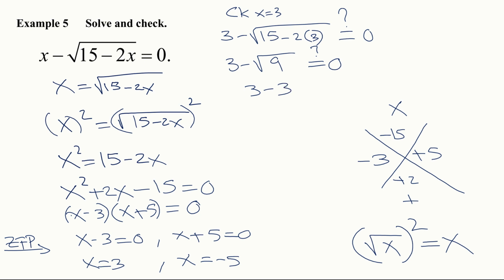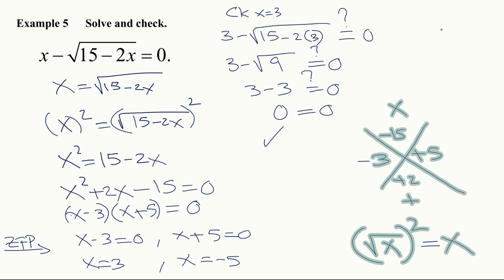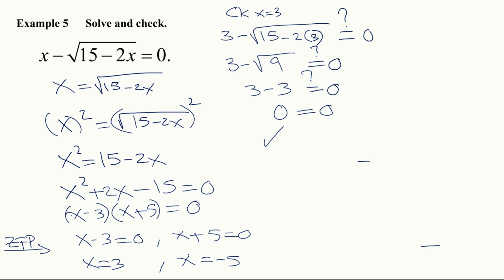Now that's 3 minus 3. I want to know if that's 0. Finally, I reached my identity. 0 equals 0. At this point, I can drop the question mark because I'm no longer checking it. I have now verified it. Okay, so that means x equals 3 checks out. It is a solution. I'm going to go ahead and erase this stuff over here so I can check the other potential solution, negative 5.